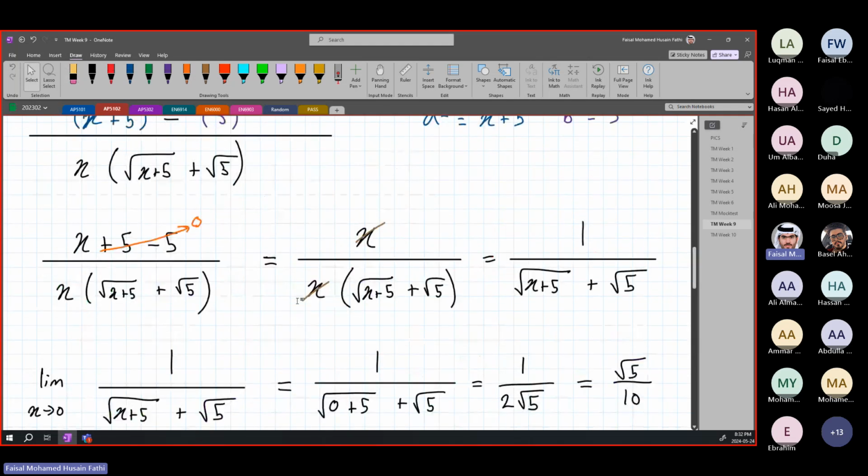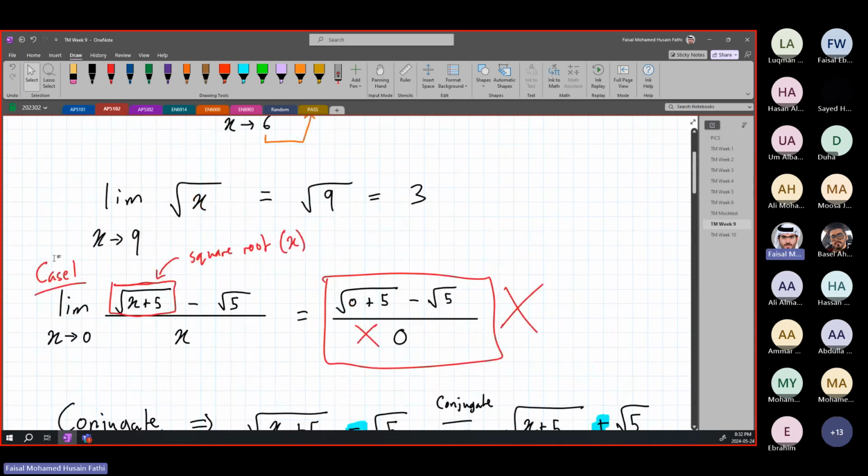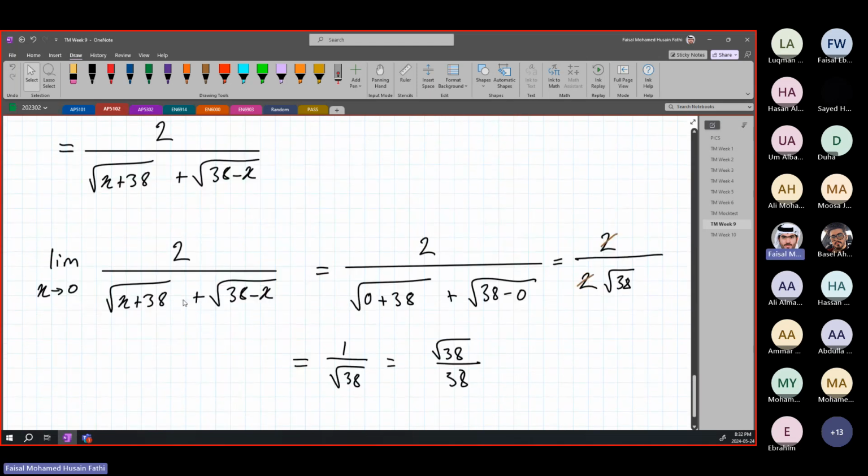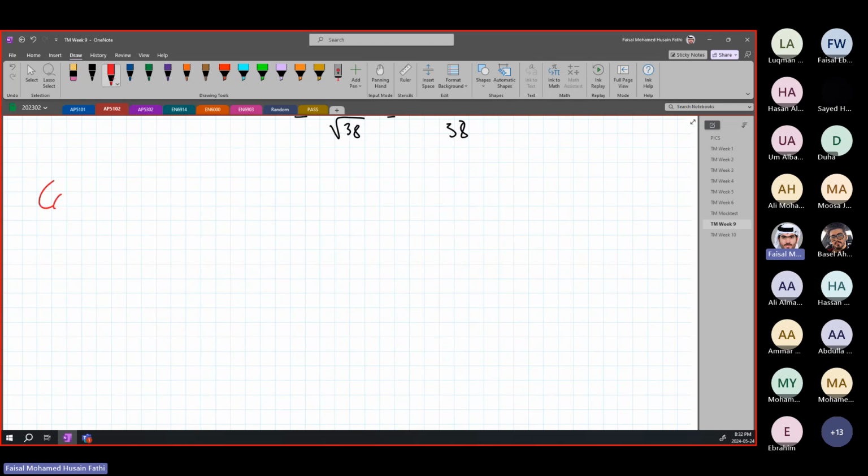The second case is, let's go down here. Case 2.